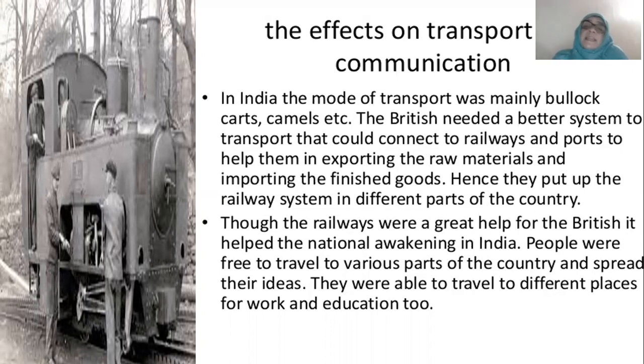Now the railways in India, there was no particular system of transportation, right? Going from one place to another or transporting goods, the mode of transport was very weak. So they introduced railways, through which everything became very fast. In India, the mode of transport was mainly bullock carts and camels. The British needed a better system, so they introduced railways and connected one place with another. Hence, they put up the railway system in many different parts of the country.